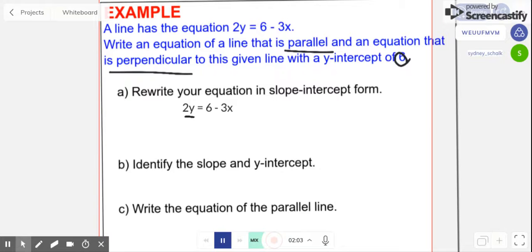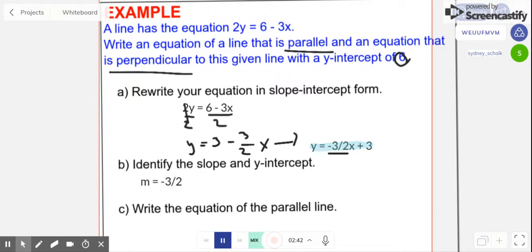All we have to do is divide both sides by 2. And we get y equals 3 minus 3/2 x. And of course, we need to rewrite that so that our constant comes last. So our final equation would be y equals negative 3/2 x plus 3. So there is our answer to A. Second, it wants us to identify the slope and the y-intercept. So the slope to this equation, of course, we know is that coefficient of x, so negative 3/2. Our y-intercept is that constant, so the 3, plus 3, it's positive.